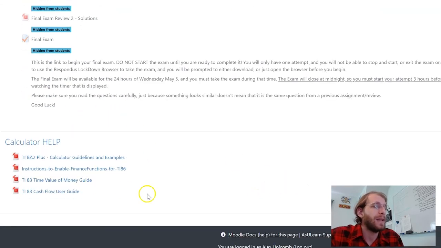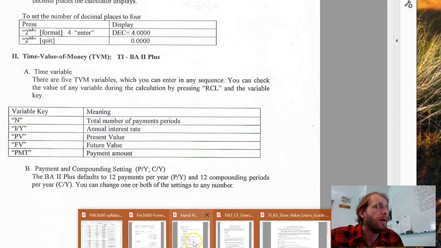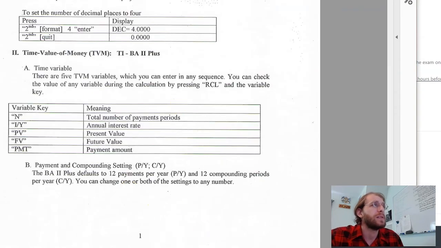Okay. The last thing down here at the bottom is calculator help. There is a lot of information here. The important one for us in this class, at least if you're going to use the BA2 Plus, is this. This is the handheld calculator BA2 Plus guidelines. It is an example of every type of problem we will do on the calculator with button by button press help.